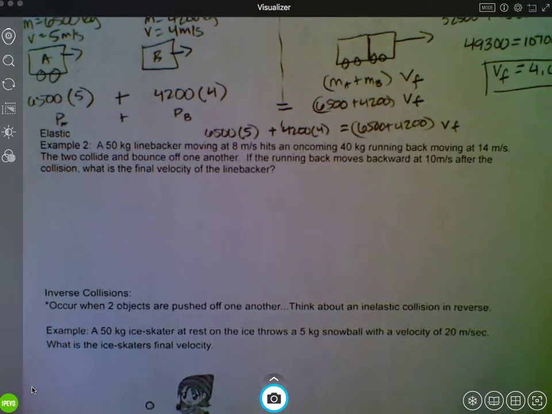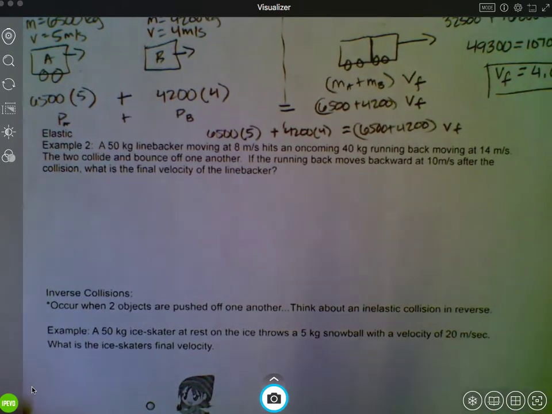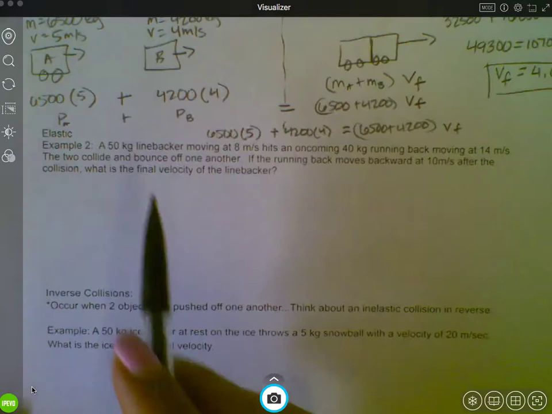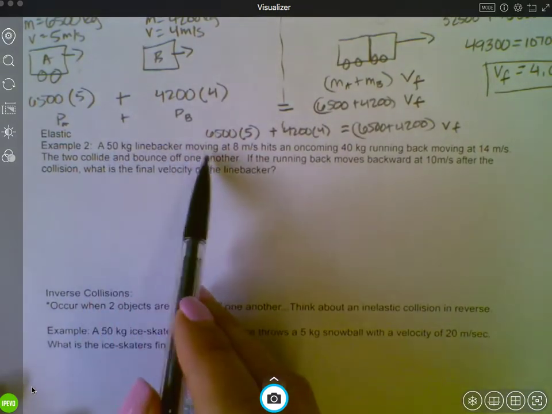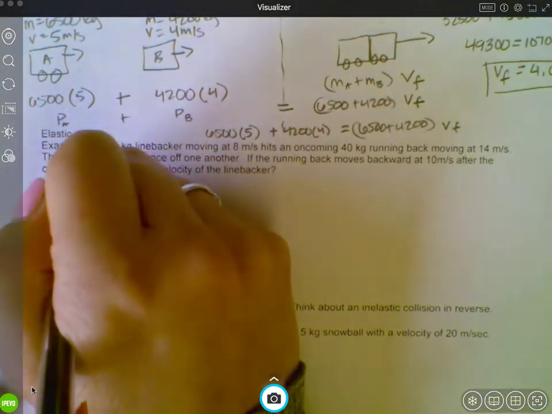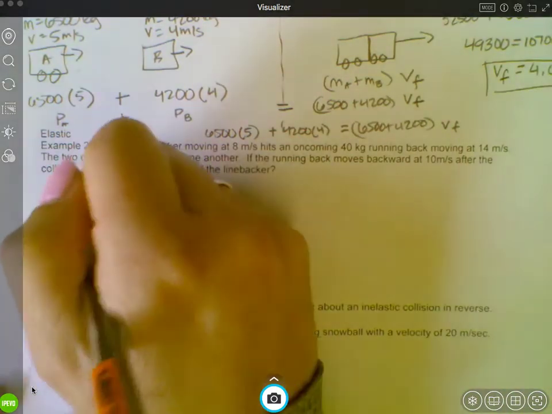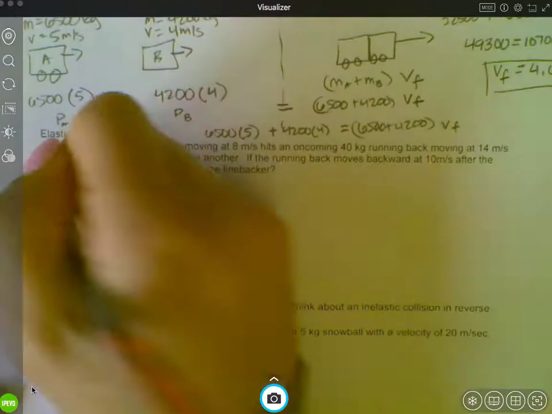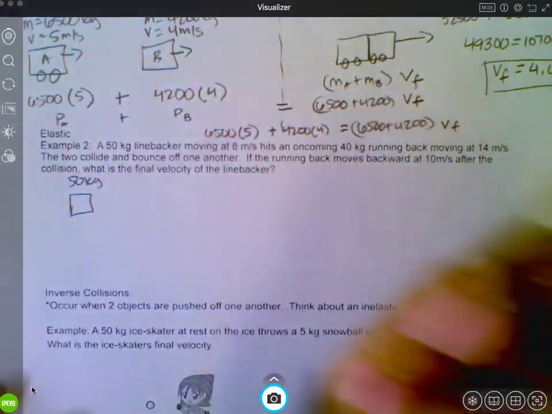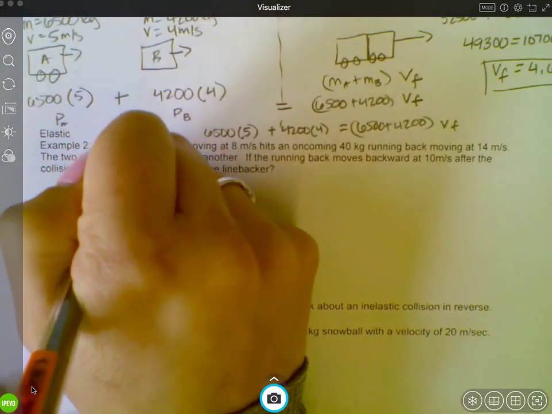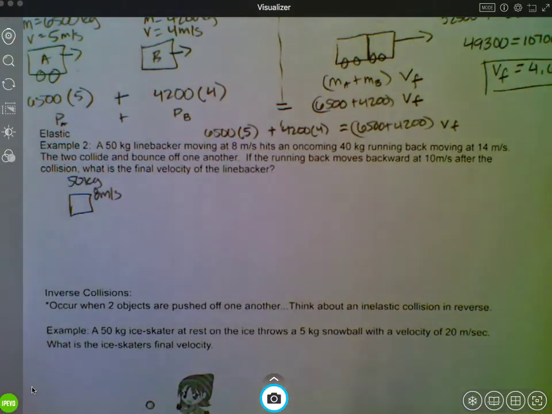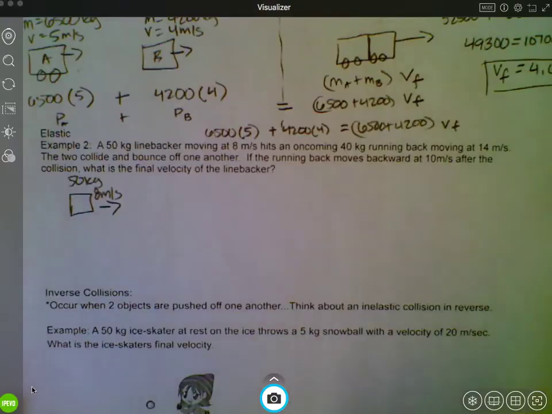Let's do an elastic example. So this is the bouncing off. These can be a little bit harder, but it's pretty much the same thing. Okay? A 50 kilogram linebacker moving at 8 meters per second. So I'm just going to draw him as a box. I'm not going to draw real people. Okay? So this is the first guy. This is 50 kilograms. And he's moving at 8 meters per second. It doesn't tell me direction, so I'm just going to pick. Okay, I'm going to say he's moving to the right.